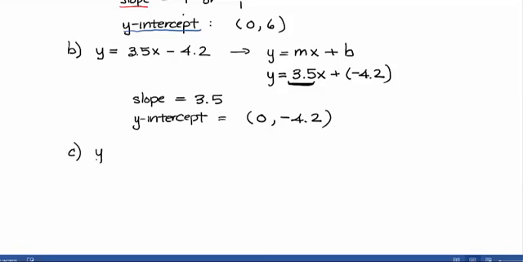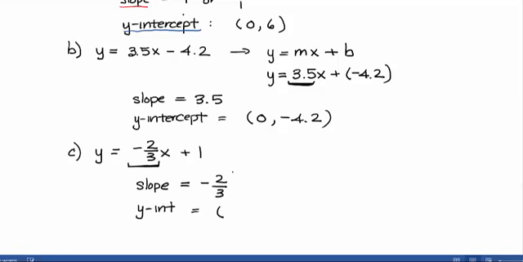Okay, how about y equals negative 2/3 x plus 1. Again, if I have a fraction, that's okay. That's still my coefficient of x. So my slope is simply the number that's in front of my x, negative 2/3, and my y-intercept is 0, 1.